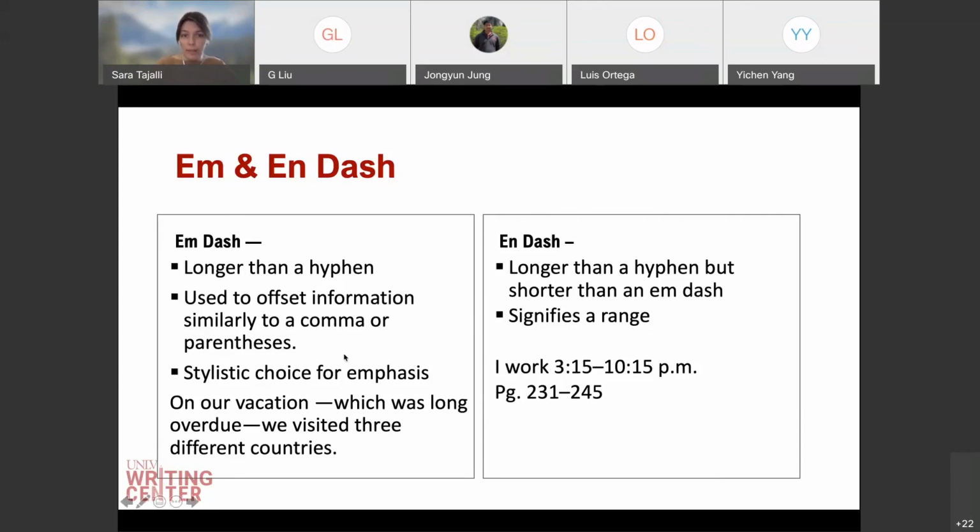So I'm sure if you ever have questions about what those are, if you've ever heard these terms, I just wanted to go over those real quick. Any questions?